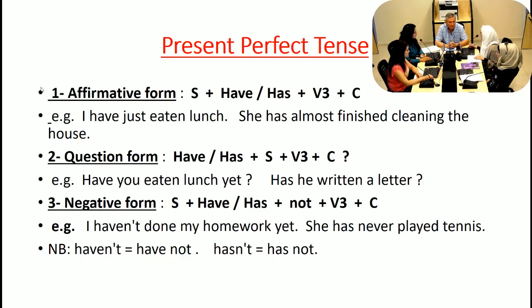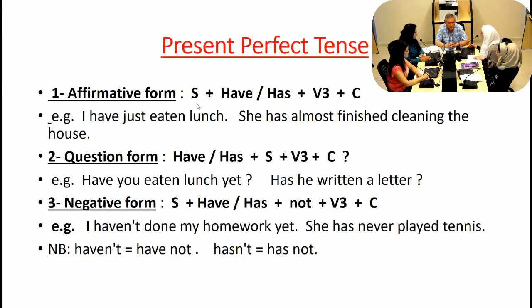The present perfect tense, affirmative form, consists of subject, have or has, plus verb 3 and the complement. For example, I have just eaten lunch. She has almost finished cleaning the house. Now the question form, as usual, we invert the auxiliary with the subject: have or has plus subject plus verb 3 and the complement. For example, have you eaten lunch yet? Has he written a letter?